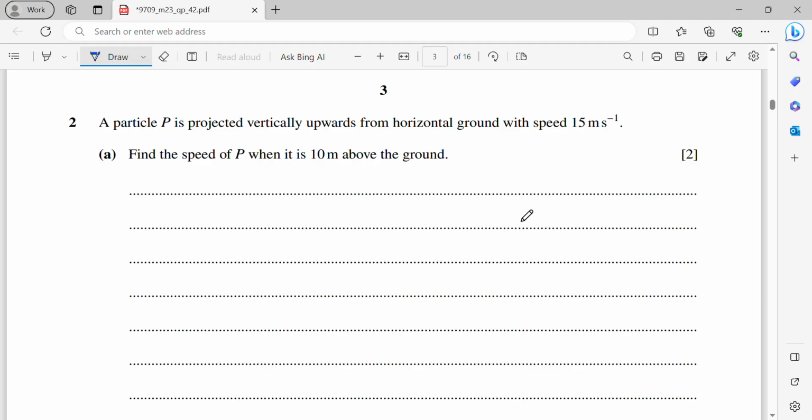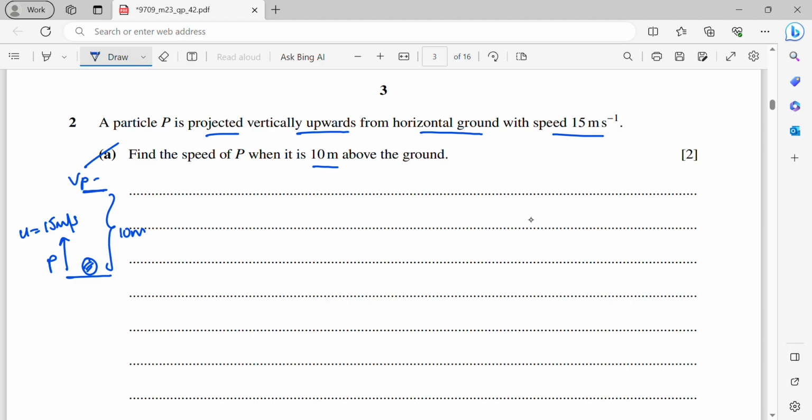Now, for question number 2, a particle P is projected vertically upwards from the horizontal ground with speed 15 meter per second. A, find the speed of P when it is 10 meters above the ground. Okay, let's say for example, this is the P, this is the ground, right? It is projected with U equals to 15 meter per second, and then this is 10 meters. What is the speed over here?